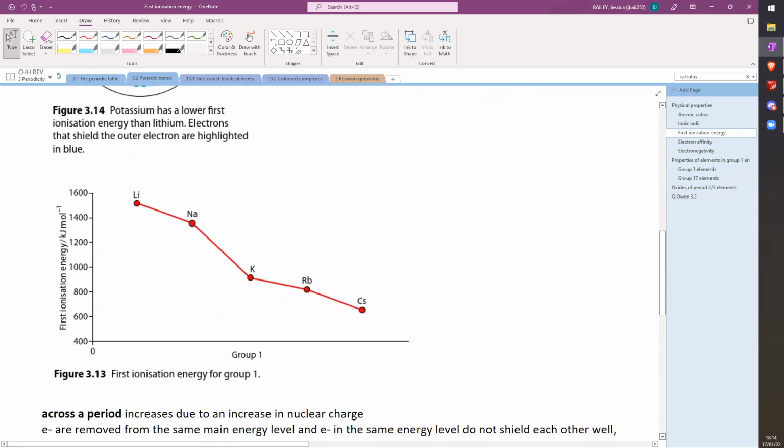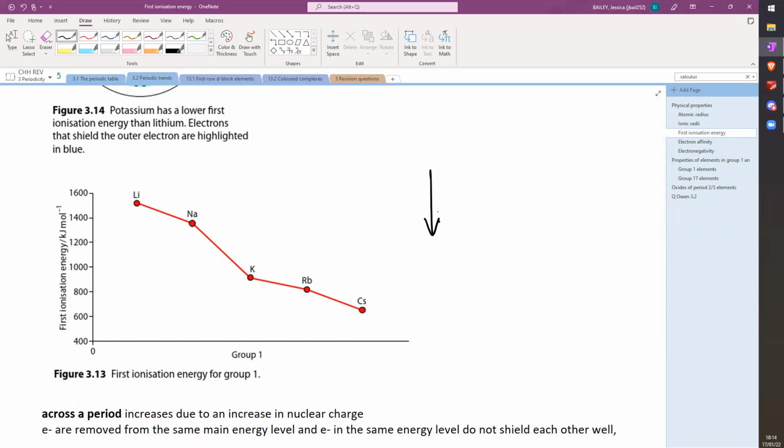This is just a graph. Sometimes I'll show you this to do with first ionization energies down group 1. So this is as you go downwards. As your atom size increases, your electrostatic attraction decreases because the valence electrons are further away.